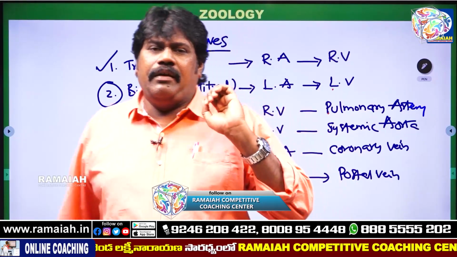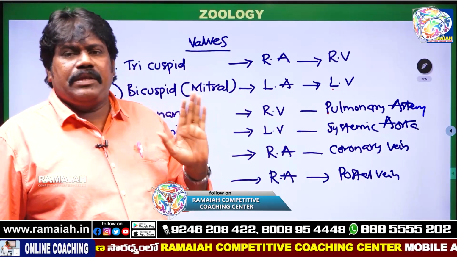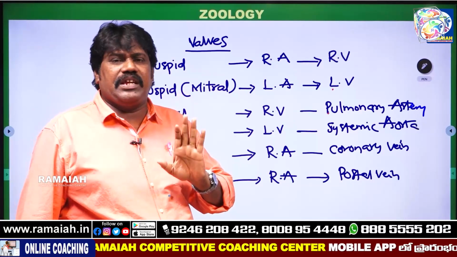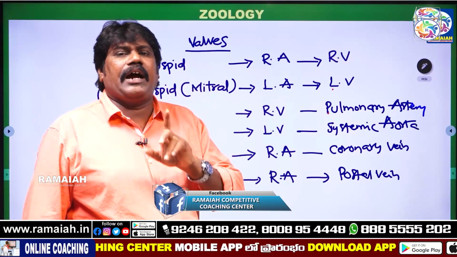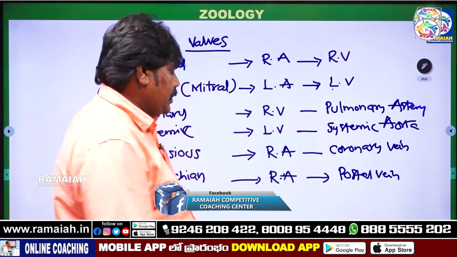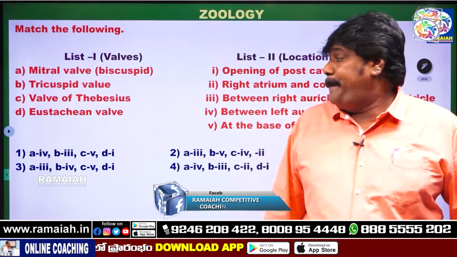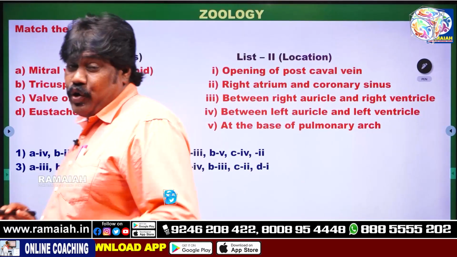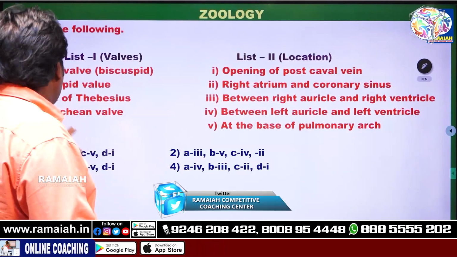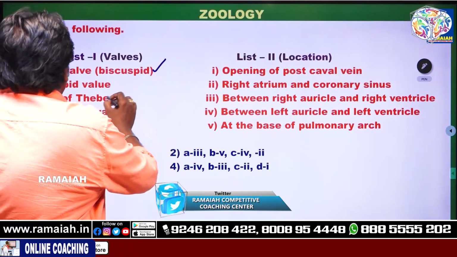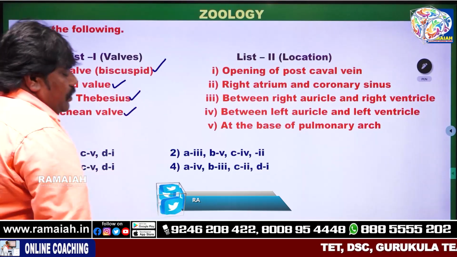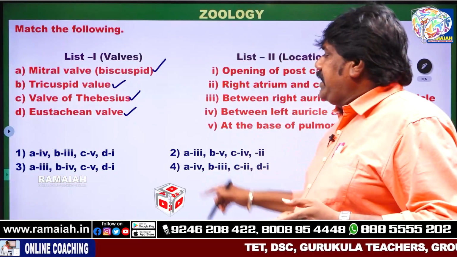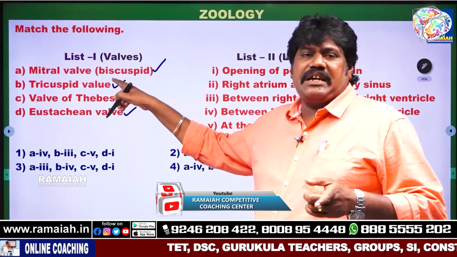In the previous PGT examination, they asked one question, that is matching the valves of the human heart according to their location. Look here, these are the valves. Only 4 valves they asked: mitral valve, tricuspid valve, valve of Thebesian, and Eustachian valve. The mitral valve is called the bicuspid valve.